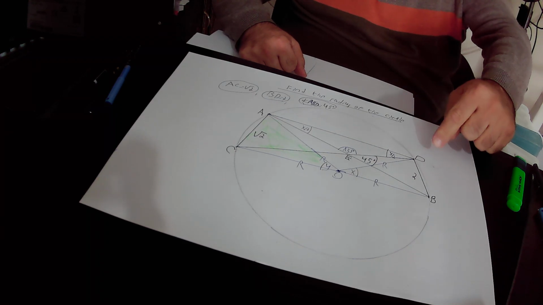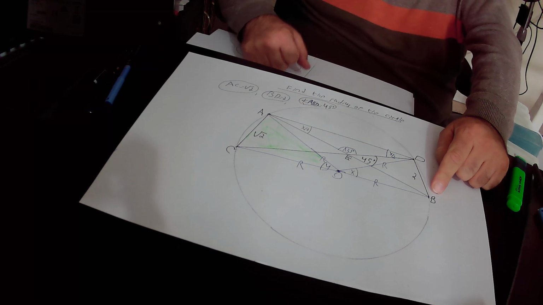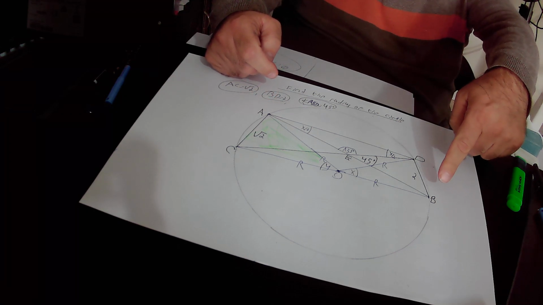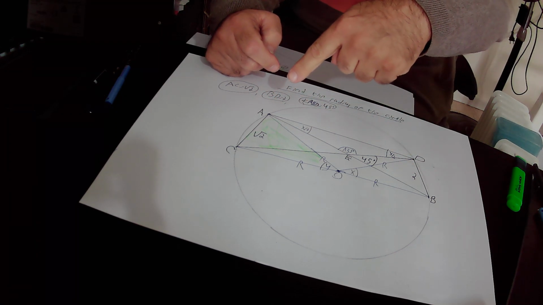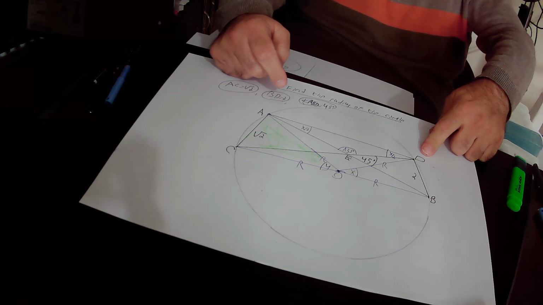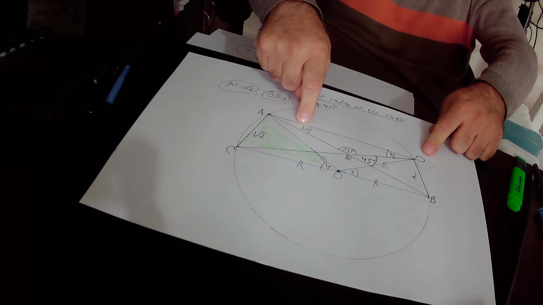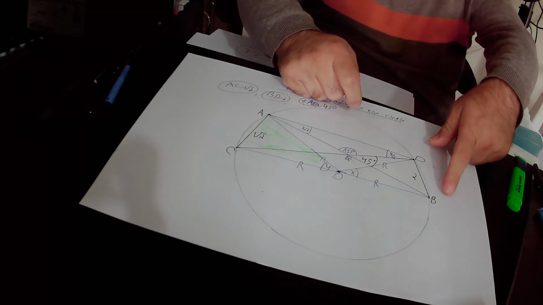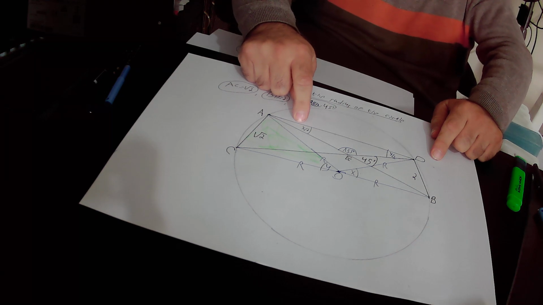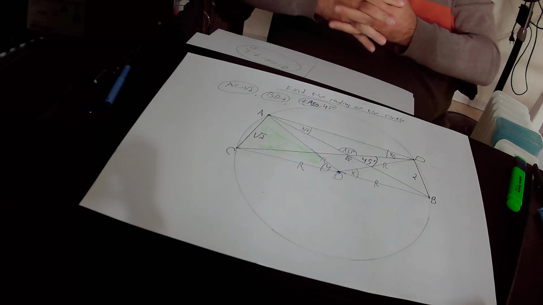Then we focused on chord DB. On chord DB, we have this angle, the peripheral angle BAD that rests on chord BD, and we define this peripheral angle BAD as x over 2. Therefore, the central angle BOD that rests on the same chord BD must be equal to twice this angle, that is x over 2. Therefore, it must be equal to x. Okay?